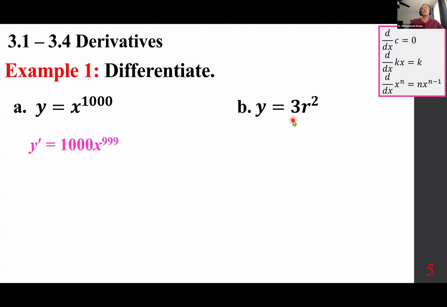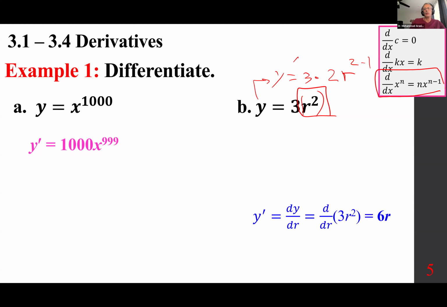You want to take the derivative of 3r squared. Please understand this is the product of 3 and r squared. So if you want to differentiate, y prime is 3 times, now you take the derivative of r squared, 2r to the power of 2 minus 1 according to the power rule, and it becomes 6r.